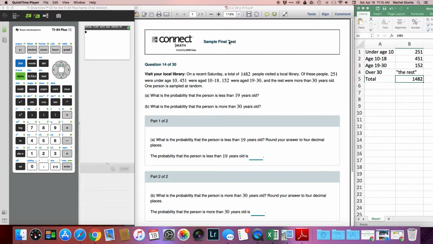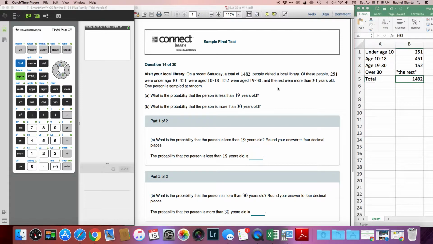So, sample final problem number 14, we're still in section 5.2. This one is giving us some numbers about people who visited the local library and asks what the probability is that the person is less than 19, and the probability that the person is more than 30.